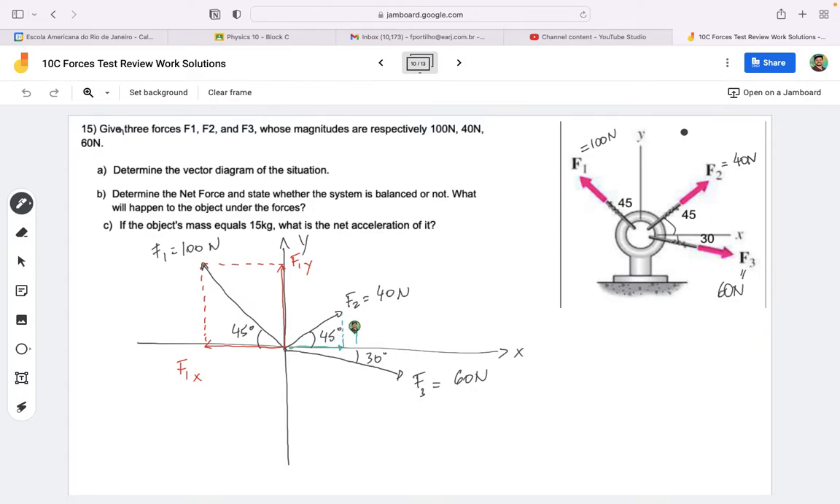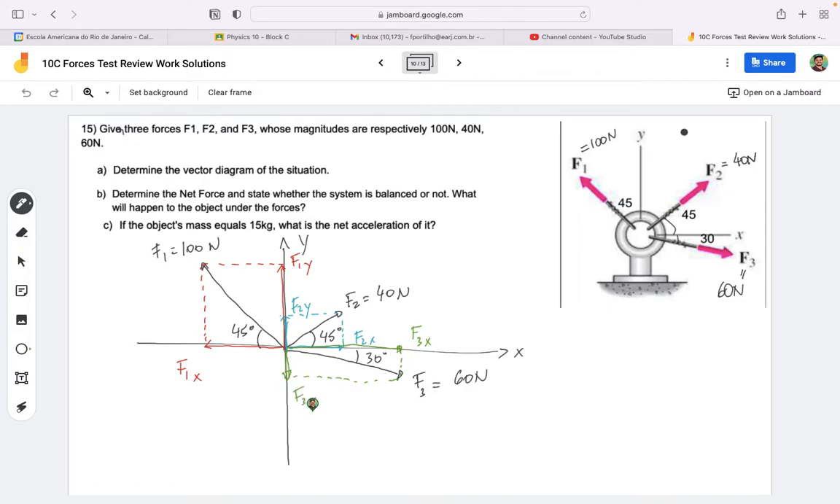So then we have f2x. We also have f2y. Last but not least, we have f3x, a little bit more accurate is good. It's better. So f3y.